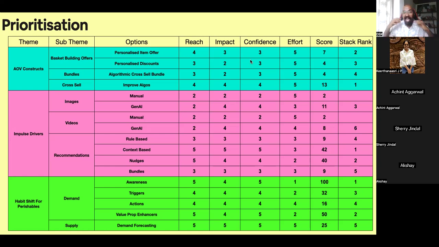You can say, hey, I'm attacking this problem statement either from an AOV construct point of view or from an impulse driver. So it doesn't matter where it resides. This problem can help. It's also a form of AOV construct. It's also a form of impulse driver. So that way, you're removing duplicacies and you're having only unique line items in this. Now, that said, there's one last item that is a mystery.